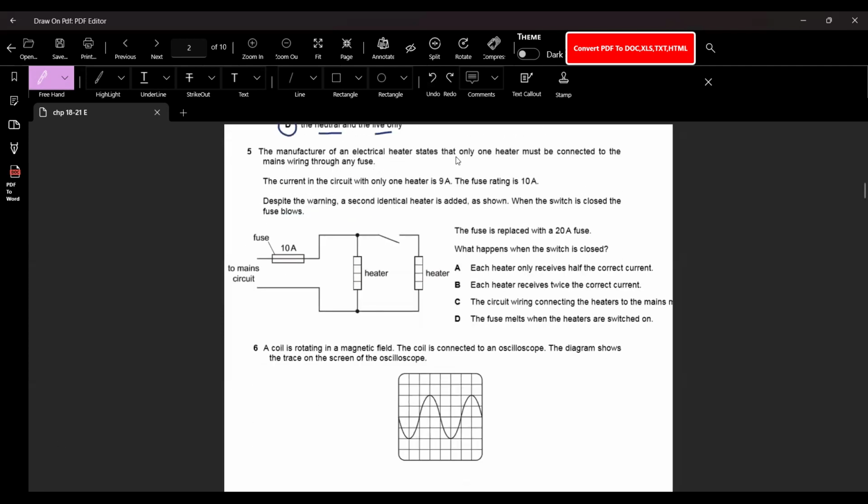Then we have: the manufacturer of an electric heater states that only one heater must be connected to the main wiring through any fuse. The current in the circuit with only one heater is 9 ampere. The fuse rating is 10 ampere. Despite the warning, a second identical heater is added as shown. When the switch is closed, the fuse blows. The fuse is replaced with a 20 ampere fuse. What happens when the switch is closed?